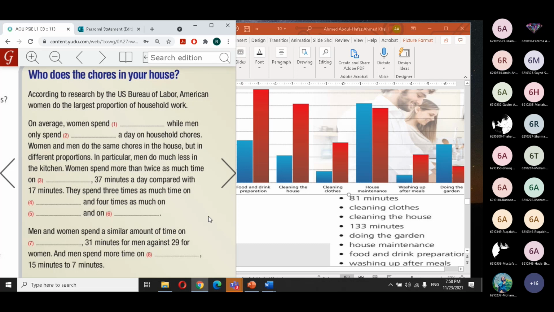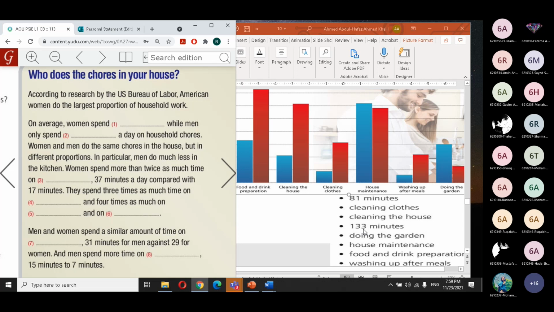Without calculations. Food and drink. Yes. Look here, females in red are the higher ones, so surely they spend more time than males. I have two times here: 81 minutes and 133 minutes. So which one for male, which one for female? 133 for female, and 81 for male. Yes. Go on, read the text.